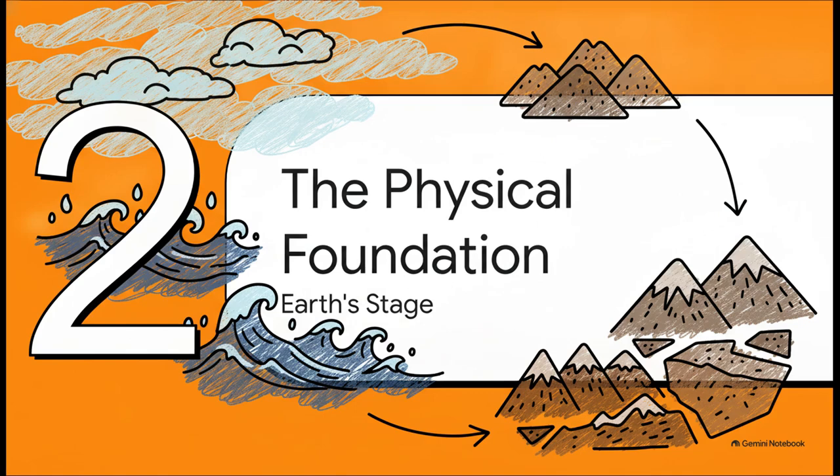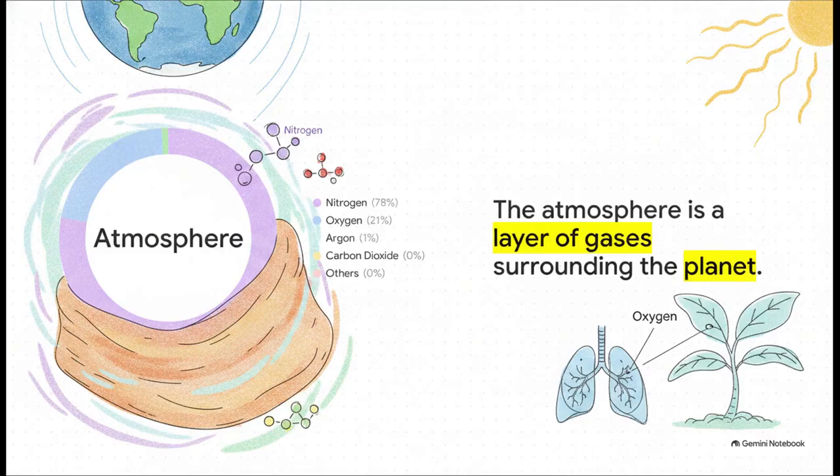Moving on to part 2, the physical foundation, Earth's stage. Okay, before we even talk about living creatures, we gotta look at the physical stage, the abiotic stuff, starting with the atmosphere. It turns out the air we are breathing in right now is heavily dominated by nitrogen at just over 78%, with oxygen making up just under 21%. Then you have these trace amounts of argon, carbon dioxide, and other gases.